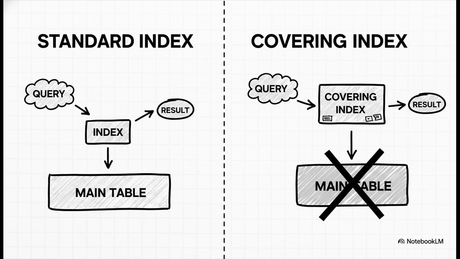And that dream has a name. It's called a covering index. It's basically a composite index that includes all of the columns your query needs to return. So if you're selecting, say, a customer ID and an order date, and your index contains both of those columns, the database can answer the entire query using only the index. It never has to do that second hop to the main table, which makes it unbelievably fast.